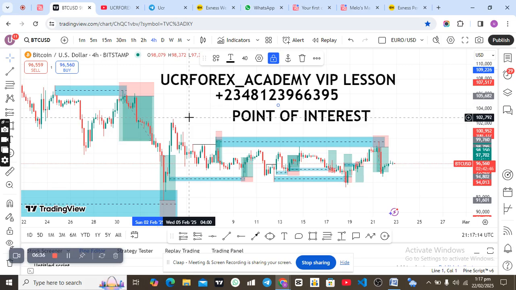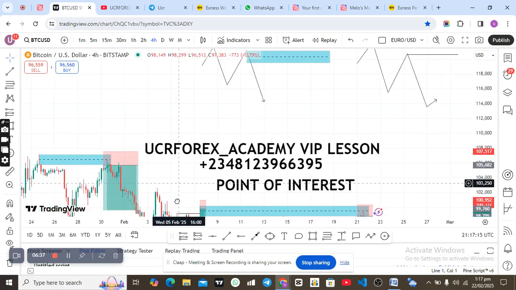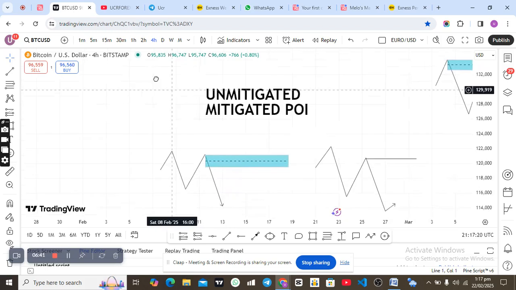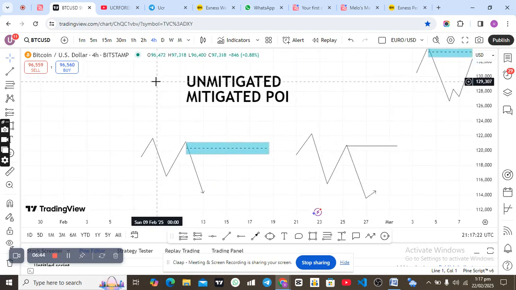Do you understand now? Then we have what we call unmitigated POI and mitigated POI. So what is this mitigated POI really? You just need to understand. Let me explain more of this POI before I explain unmitigated and mitigated POI.